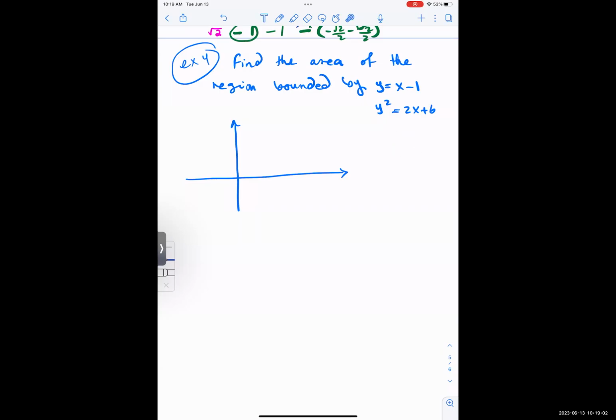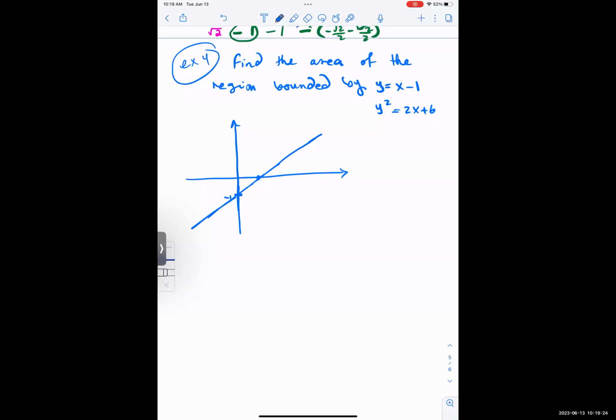And then the first one is a linear function. So let's graph it. y equal to x minus 1. So you go with minus 1 and then up 1, right 1, and so forth. So that's the graph. And the other one is a parabola.